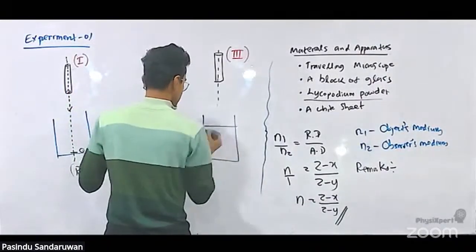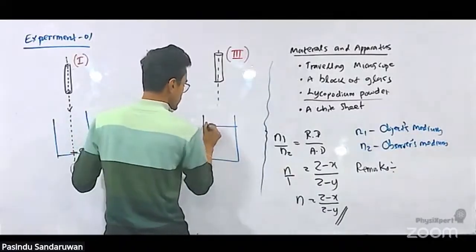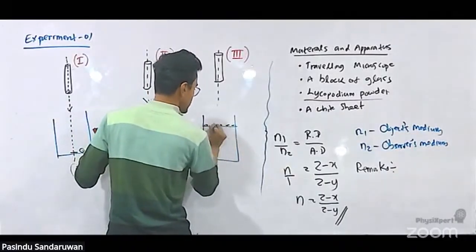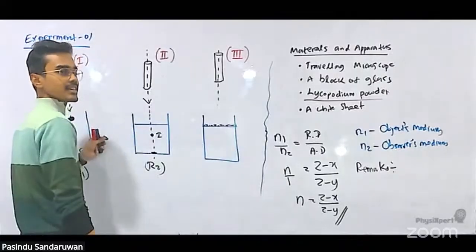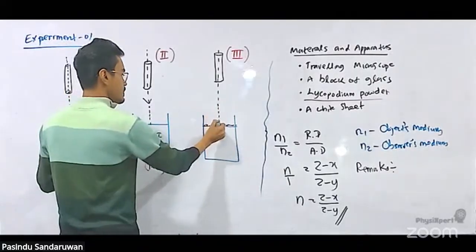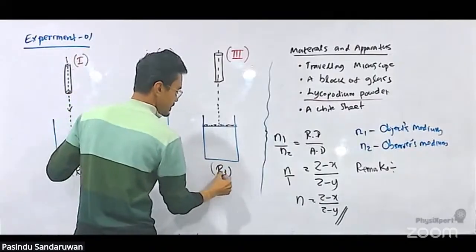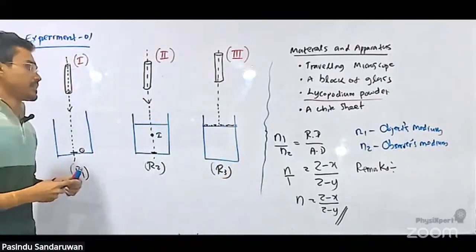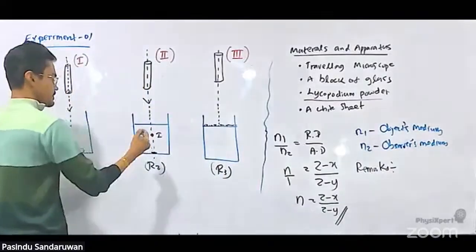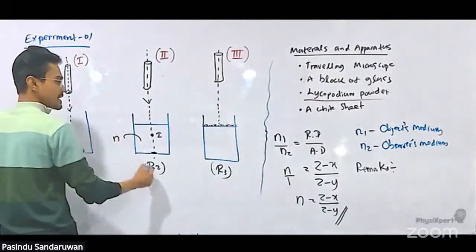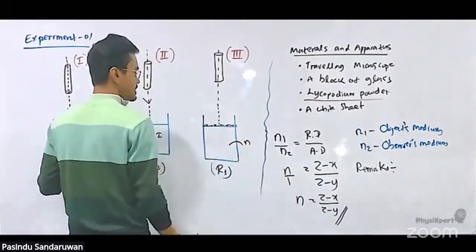Then the last scenario: spread some lycopodium powder on the surface, focus on the lycopodium powder and take the respective reading, r3. Same thing. Then let's assume the refractive index of the liquid is n.